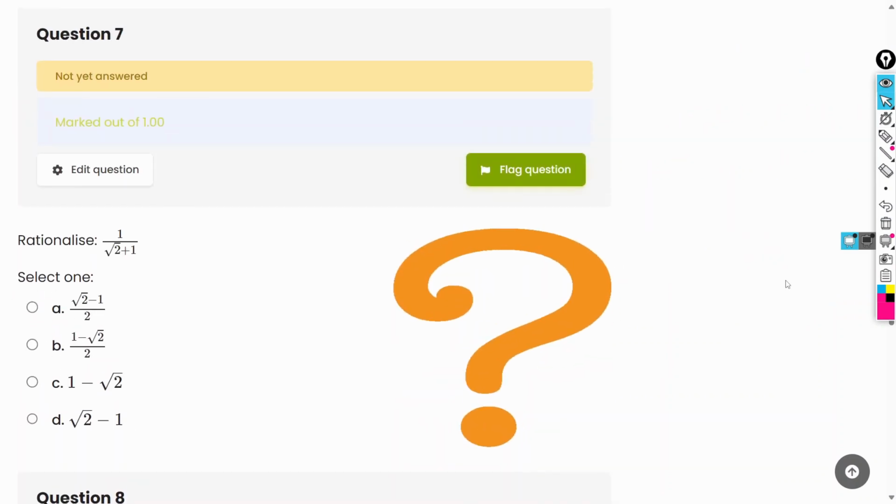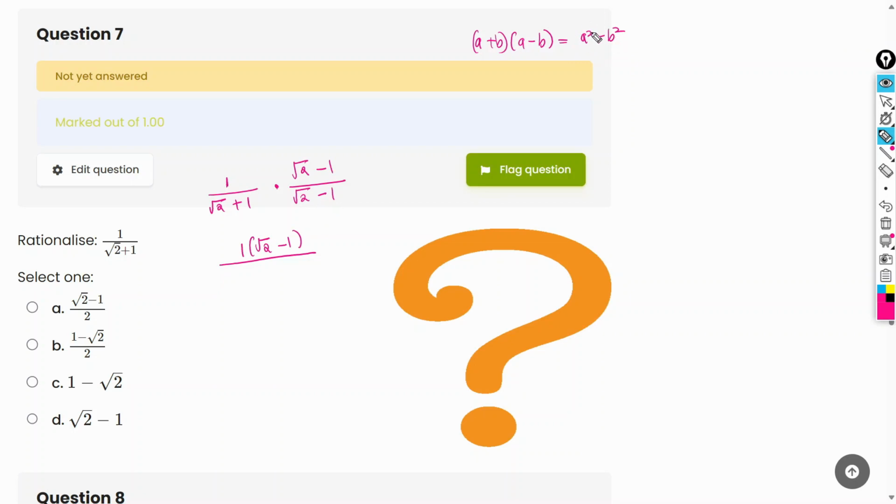Alright, question 7 says we should rationalize that. Rationalize 1 over square root of 2 plus 1. So I'll multiply top and bottom by the conjugate of the denominator. I'll be multiplying top and bottom by square root of 2 minus 1. The top would just be 1 bracket square root of 2 minus 1. But then the bottom, you could expand it, but if you look closely, it's actually just a difference of 2 squares, a plus b times a minus b. And we know that a difference of 2 squares would always give you what? A squared minus b squared, right?